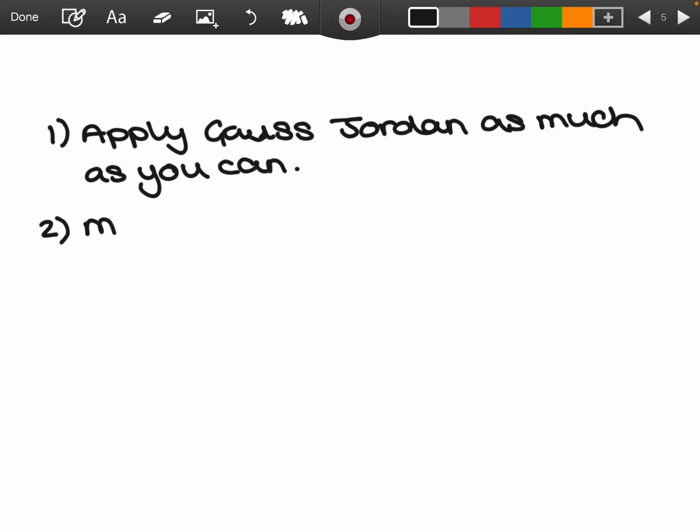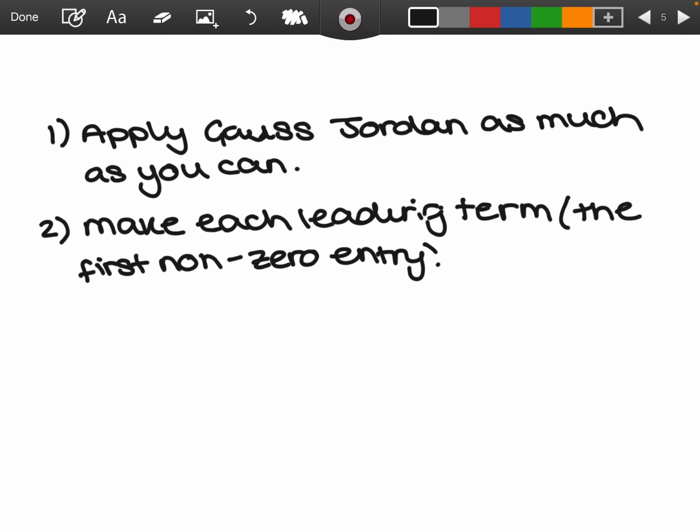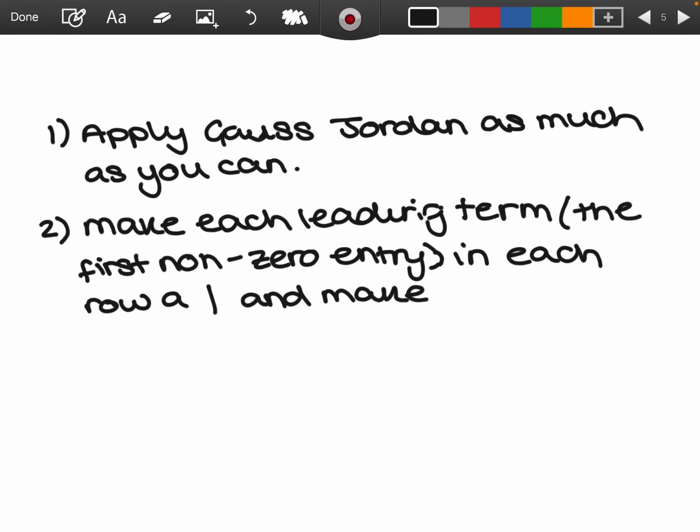So you apply Gauss-Jordan as much as you can, and then the second thing you're going to do is make each leading term, which is just the first non-zero entry in each row, a 1, and make everything below and then eventually above it, when you do backwards elimination, a 0.